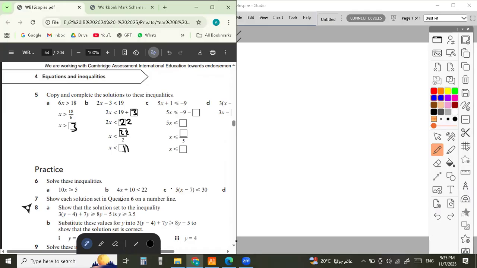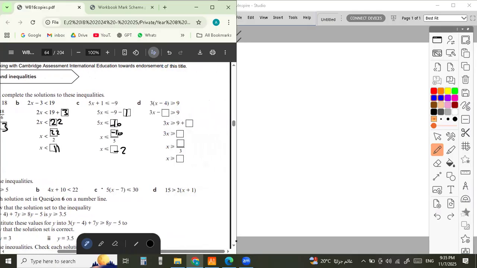Here we send the +1 there as -1. So 5x is less than or equal to -10. So send the 5 there as division, done. -10 divided by 5, x is less than or equal to -2. We should expand, so 3 times x is 3x, 3 times -4 is -12. We should send the -12 to the other side as +12. So 3x is greater than or equal to 21. Send the 3 there as division, so 21 over 3. So x is greater than or equal to 7.